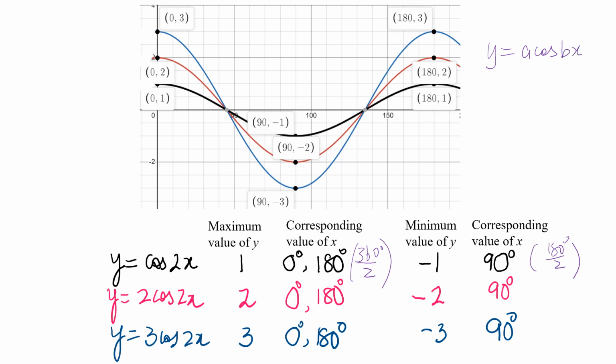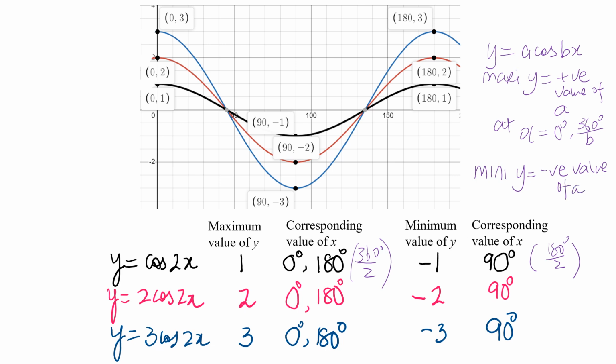Right, so therefore, if you're given a general form, y equals to a cos bx, then the maximum value of y will be the positive value of a at x equals to 0 degrees. The second one will be 360 divided by b. And your minimum value of y will be the negative value of a, and this happens at x equals to 180 divided by b.